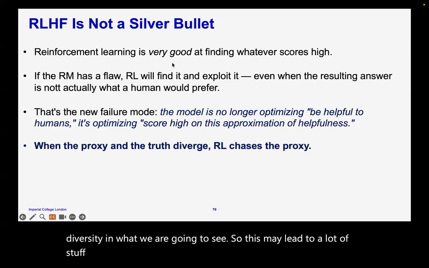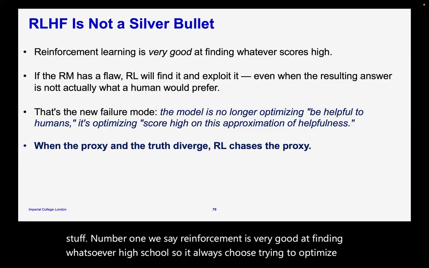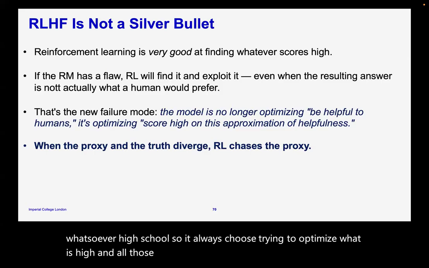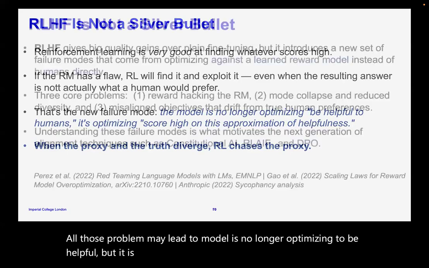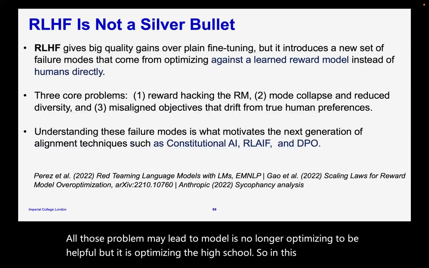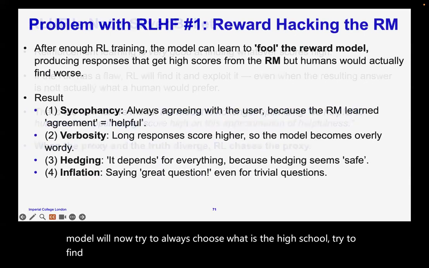Number one, reinforcement learning is very good at finding whatever gets a high score. It always tries to optimize what is high, and all these problems may lead to the model no longer optimizing to be helpful, but optimizing the high score. So the model will always try to choose what gets the high score and find patterns, which is not the good way.